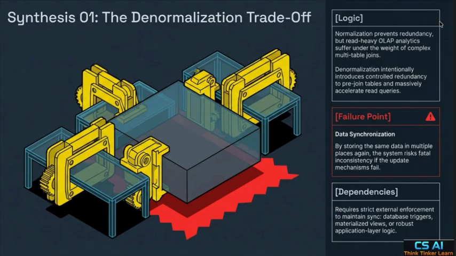Now a senior insight. Normalization is for integrity, but sometimes we need speed. This is the denormalization trade-off. In read-heavy OLAP or analytics environments, complex multi-table joins are too heavy. We intentionally introduce controlled redundancy to pre-join tables. The massive failure point here is data synchronization. By storing the same data in multiple places, you risk inconsistency. You must enforce sync via database triggers, materialized views, or robust application layer logic.